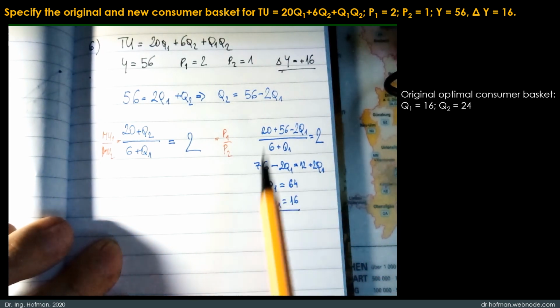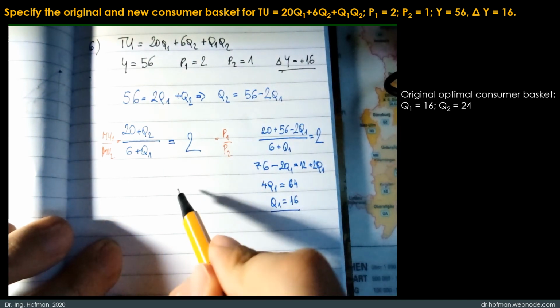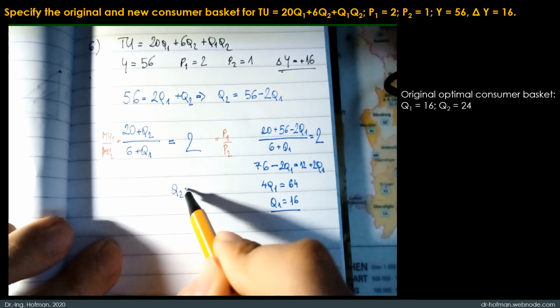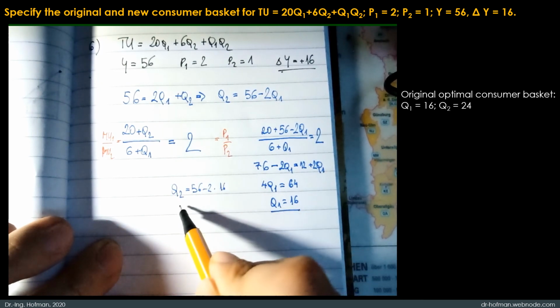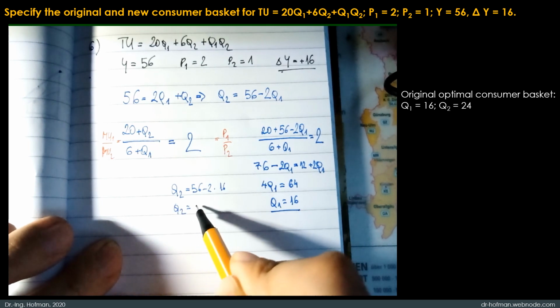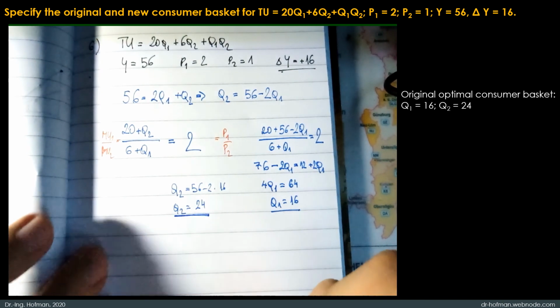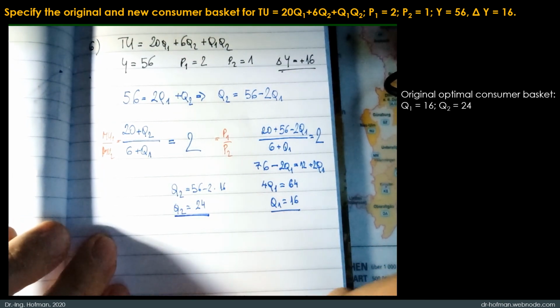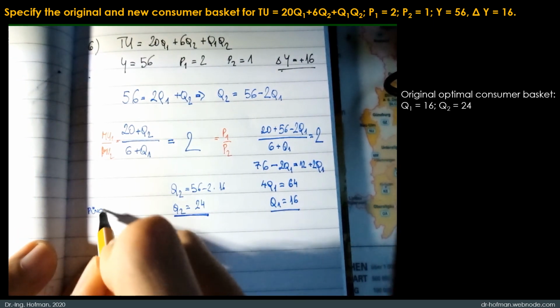Now I just have the first coordinate for the first situation. I need the second coordinate, Q2, for the first situation before changing the yield, which is 56 minus 2 times 16. By that we can calculate Q2 as 24 pieces. Coordinates 16 and 24 are the original optimum consumer basket.